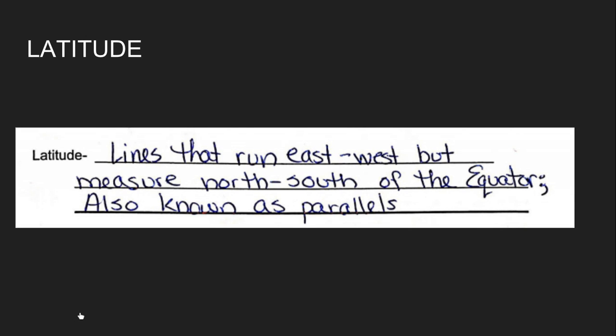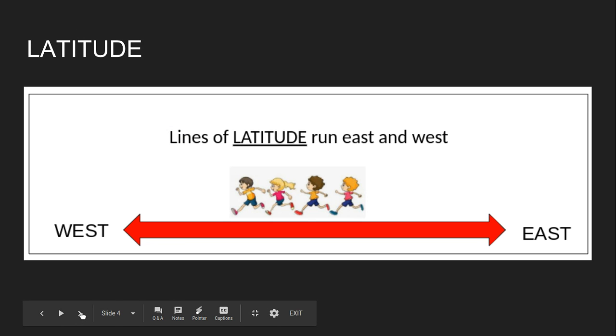So the first thing you need to worry about is geography. Geography includes latitude. Remember, latitude. Say it like that, latitude. Latitudes are lines that run east and west, but measure north and south of the equator. They're also known as parallels. So let's see a breakdown of that.